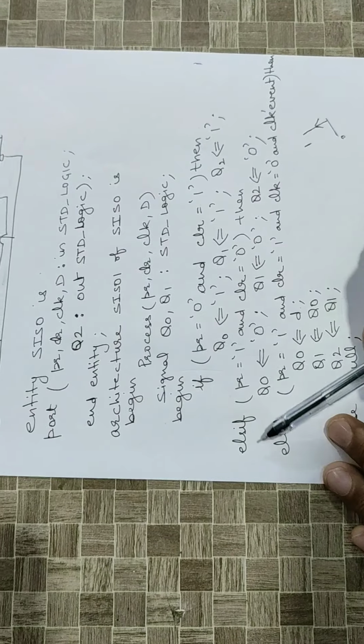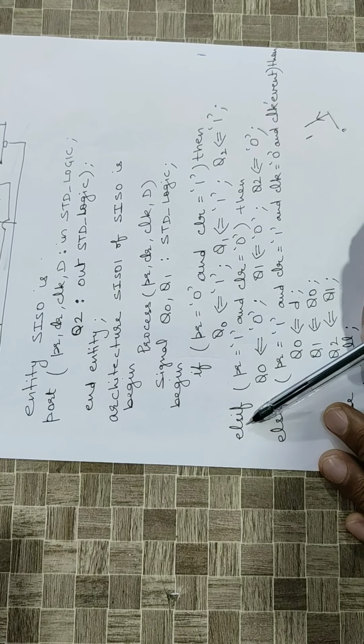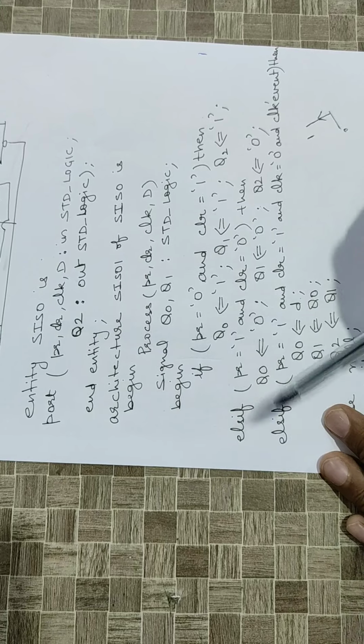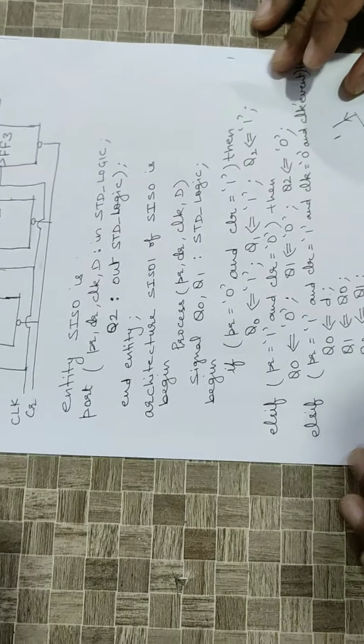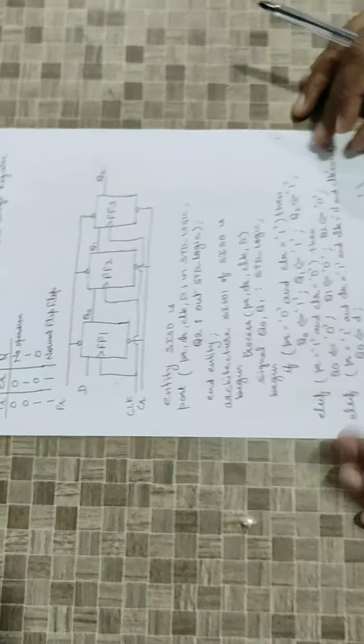The second thing is that whenever we write else if, it is ELSIF and not separately else and if. So this is all about the 3-bit serial in serial out shift register.